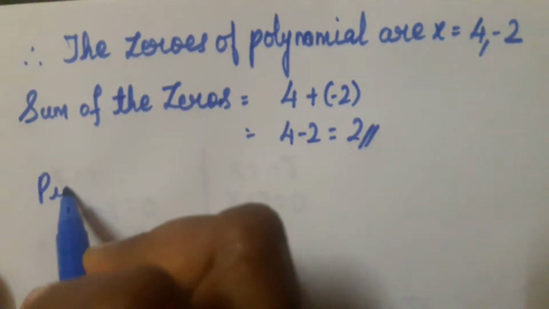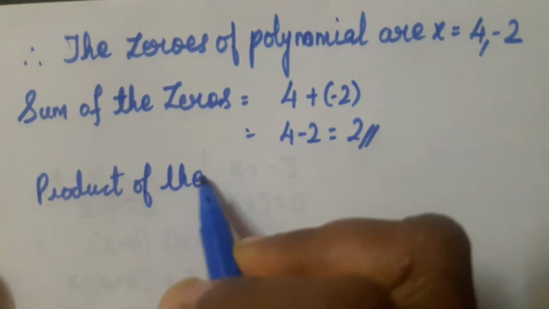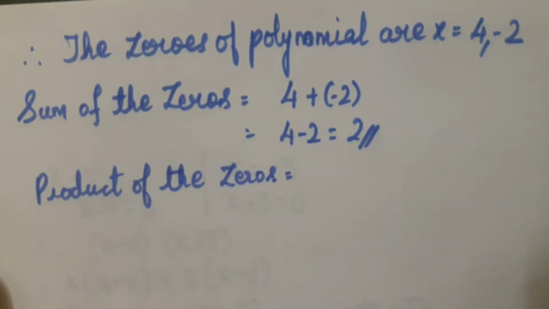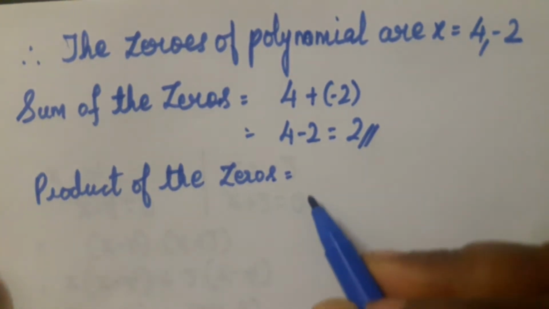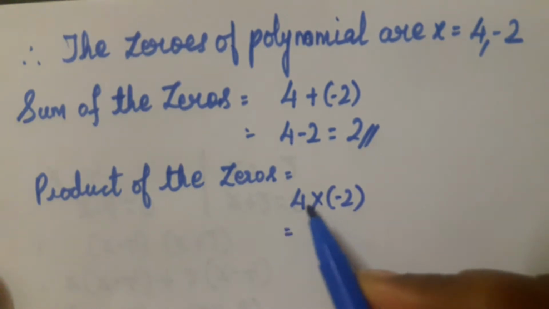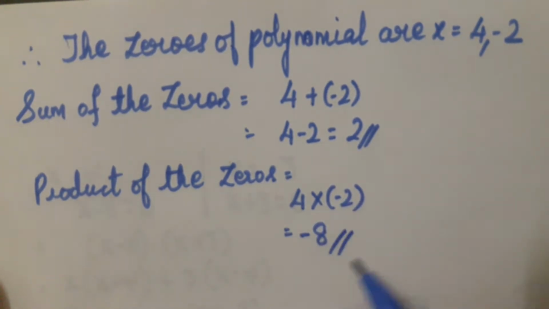Now product of the zeros. Product of the zeros is equal to, we are going to multiply these two for the product. Okay, so 4 into minus 2, so we have 4 2s are 8 and plus into minus is minus, so minus 8.